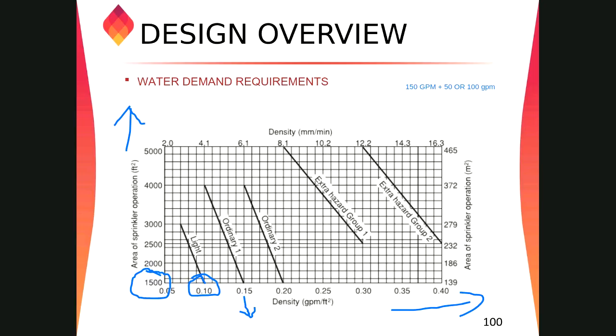So first of all, I select the density, then I see the area of sprinkler operation. Normally, in NFPA code, if you are reading NFPA 13 chapter 11, they say that the minimum area of operation for a sprinkler system in light hazard shall be 1500, right? So we cannot go below that one. So if you consider your area is 1500, we have to consider 0.10 for those areas. This is the concept.